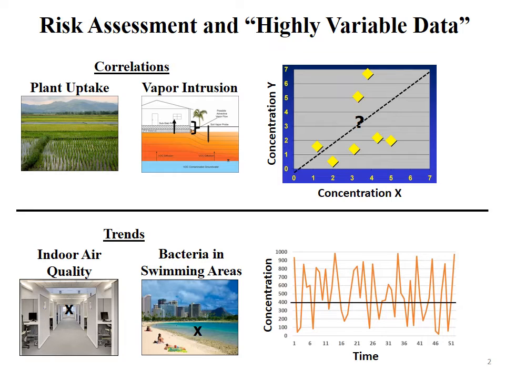Another type of data we collect looks at trends. So for example, with indoor air quality, we may be collecting samples of indoor air over time, looking at the concentration and trends over time, or bacteria in swimming areas, a common problem in Hawaii, where we collect samples at different times and look at concentration variability and trends over time. A lot of the data for these examples tends to be highly variable, very difficult to interpret.